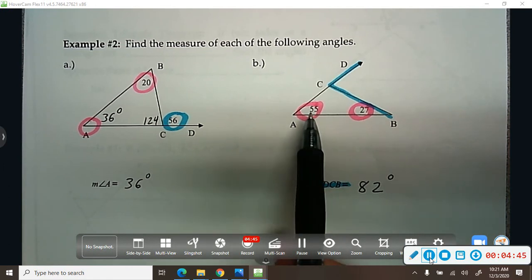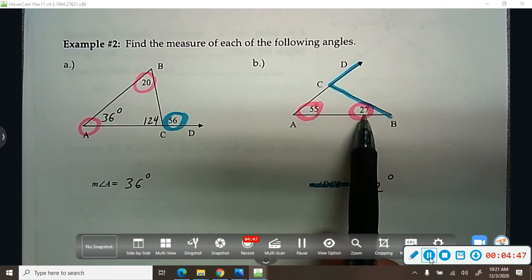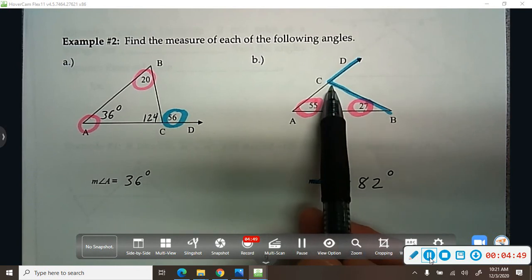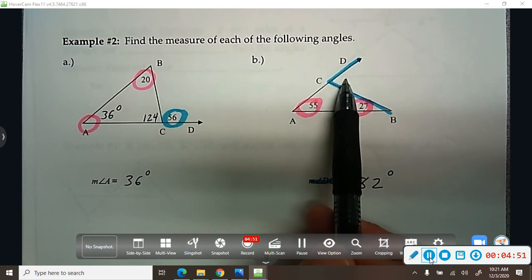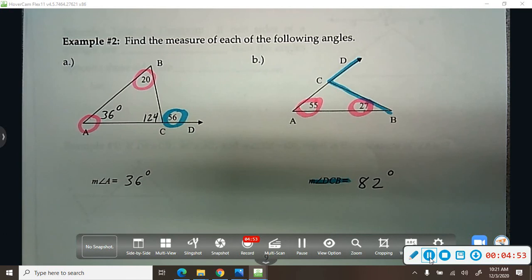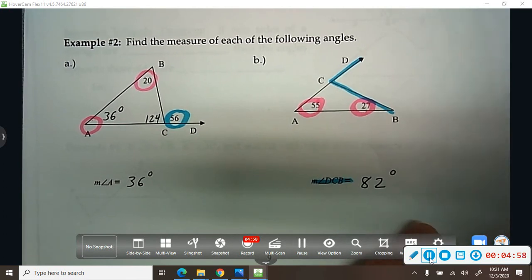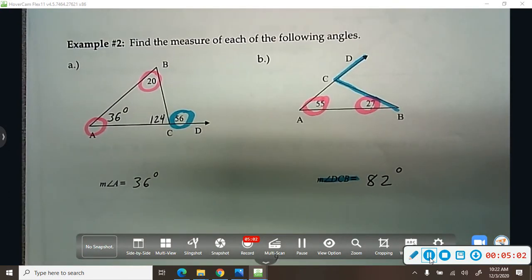But again, what you could do is you could say, okay, 55 plus 27 is what? Subtract it from 180 to get this, and then subtract it from 180 again to get that. That just takes more time, though. So that is the exterior angles theorem. That is all it's going to be. I'll show you a couple examples in another video on how to do this with algebra.